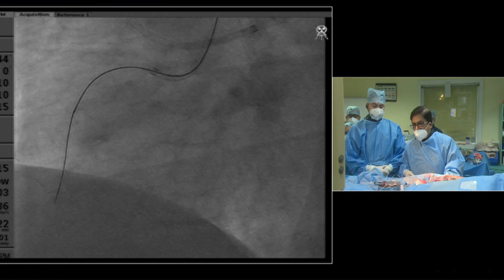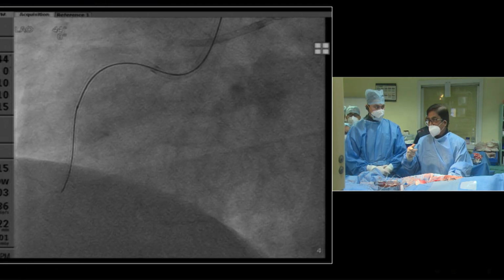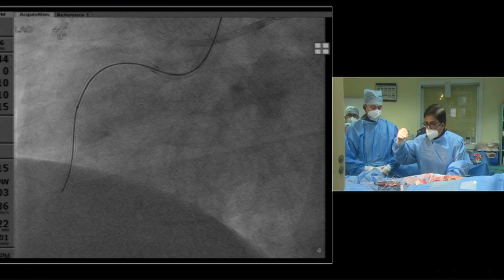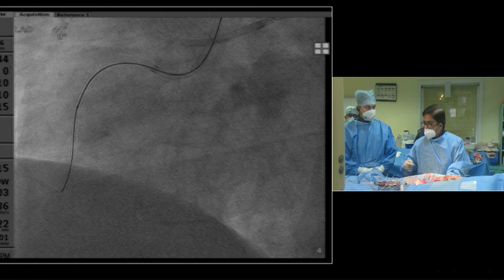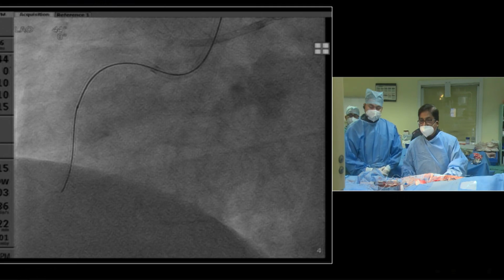So now what I'll do, I will not get it back. The other principle that I always follow: if you have crossed the lesion and you are in a side branch, don't get it back, because you may not be able to get this wire back into the other artery. So best is let it move forward in this branch, work on this branch, open it through a small balloon channel, and once it opens, then you will get the track to the main artery. You get it?